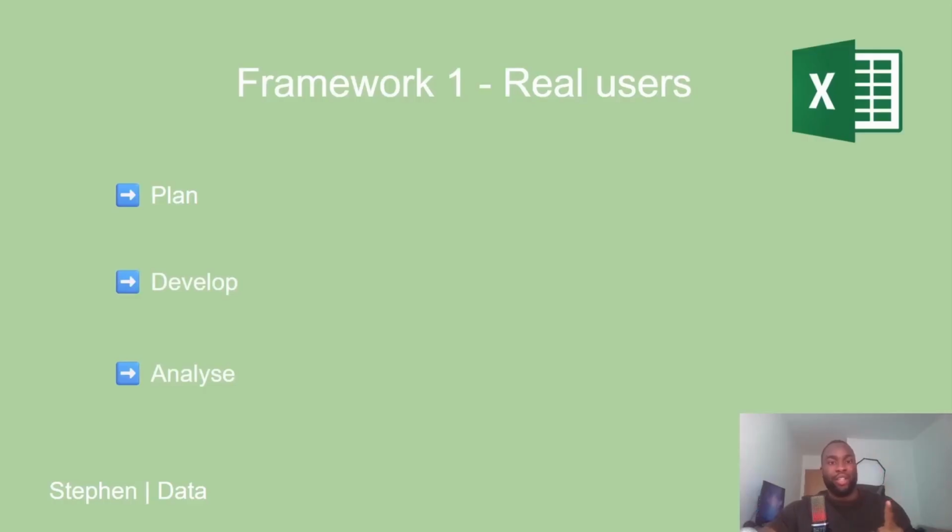Number one is plan. So before you touch Excel, Power BI, or any other data tool, you first need to ask, what pain point does the user have? What's slowing them down or causing them stress? Or what does success look like to them? What are we trying to do better? Or what are they trying to do better, faster or cheaper?